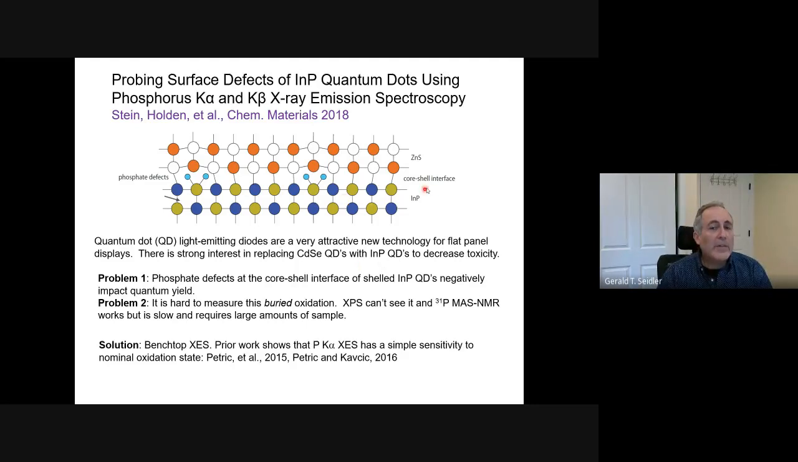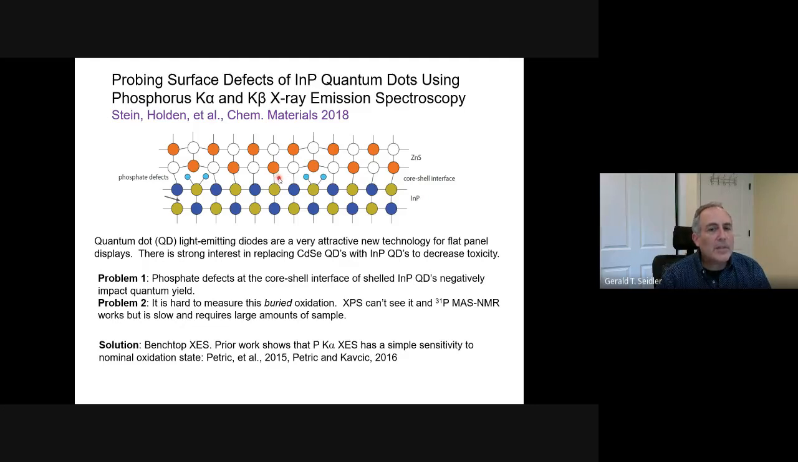Typically, you would have a core shell nanophase where you have a little roughly spherical piece of indium phosphide that you've then clad with something like zinc sulfide to protect it from the outside environment and to engineer the band structure at the interface and whatnot.